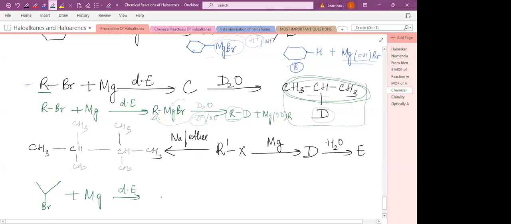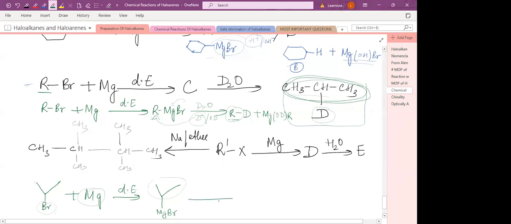What is C over here? So again, the bromine is replaced basically. When you treat with Mg, you will get RMgBr. RMgBr is your Grignard reagent. So R is this CH3, CH and CH3, and here you will attach MgBr. Got it?